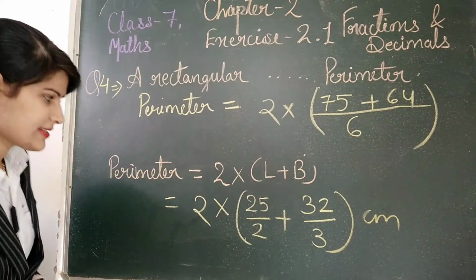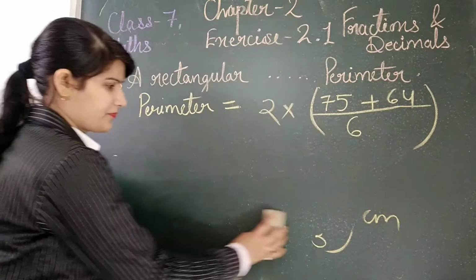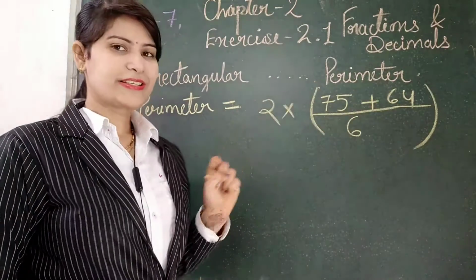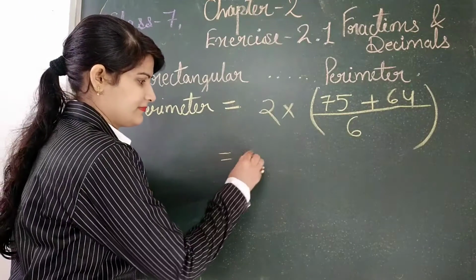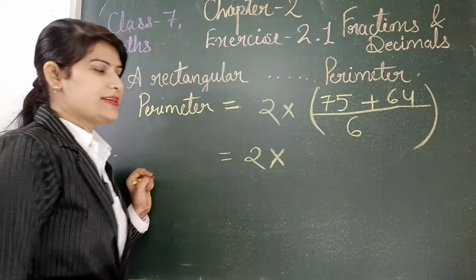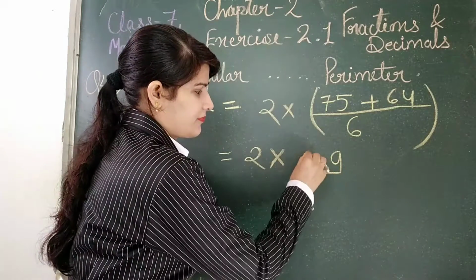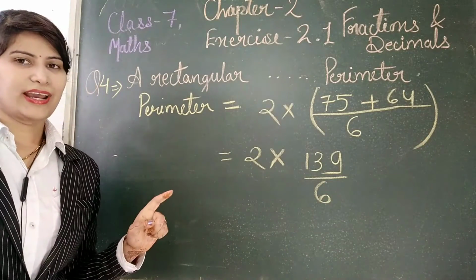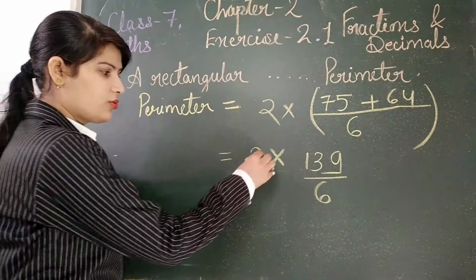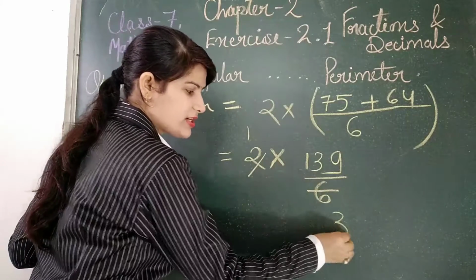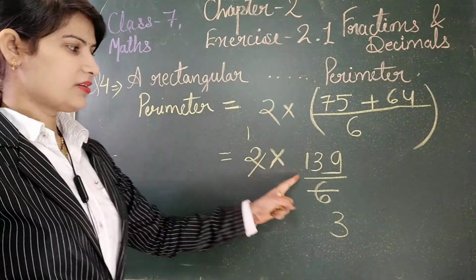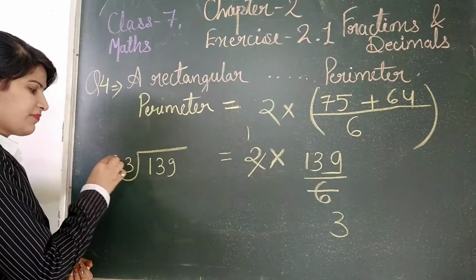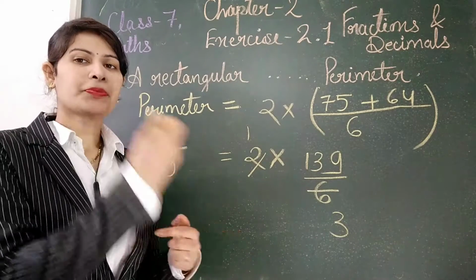Now solve the next statement. What is our next step? Simple. 75 plus 64, you will get what? Like this. 139/6, right? Now 2 1s are 2, 2 3s are 6. So 139 divided by 3, because we have to convert it into a mixed fraction.